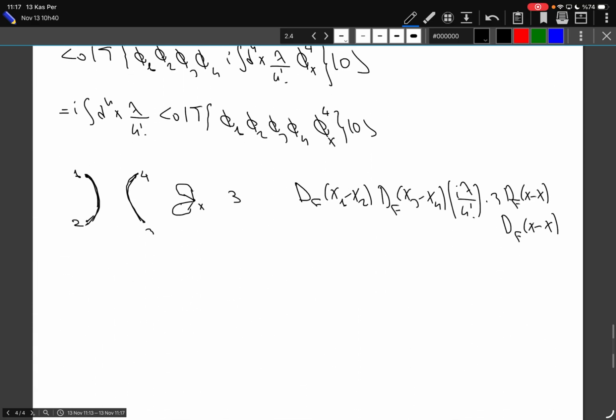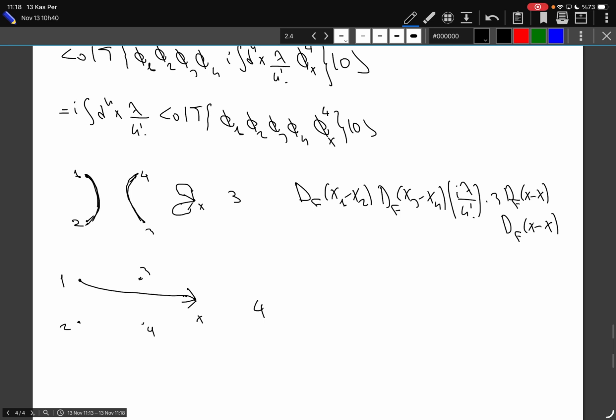What will be more interesting will be terms like... sorry, not this one. Let's say I connect 1 to one of these lines. Well, at the point x, there are 4 fields. I can connect the 1 to any one of these 4 fields. So they will all give me the same contribution. That brings a factor 4.